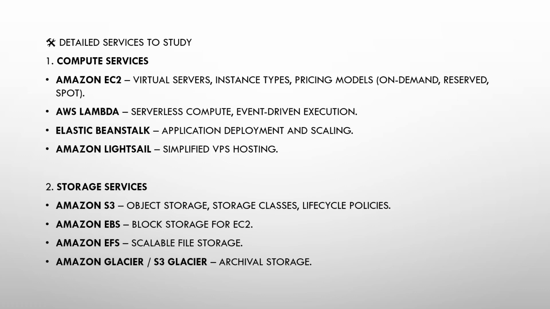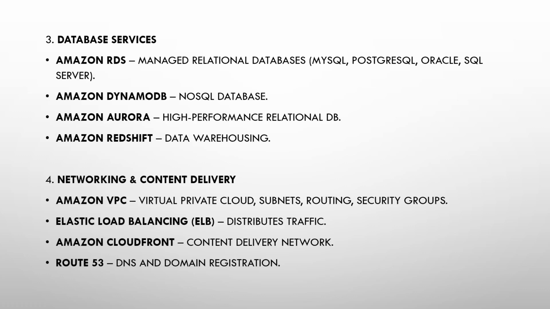The second concept you have to focus on is storage services. Amazon S3 is object storage, where you will learn lifecycle policies. Amazon EBS is block storage for EC2. Amazon EFS is file storage, and Amazon S3 Glacier is archival storage. Amazon S3 Glacier is the main one. Database services, you will also get questions on this. Amazon RDS is for MySQL, PostgreSQL, Oracle and SQL Server, and Amazon DynamoDB is NoSQL. Amazon DynamoDB is very important, you will get a minimum of one question from this. Amazon Aurora is a high performance relational DB, and Amazon Redshift is data warehousing.